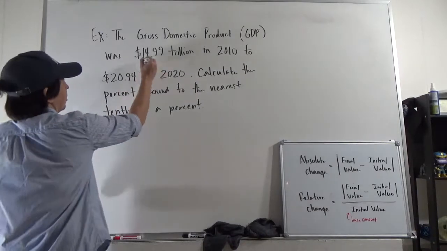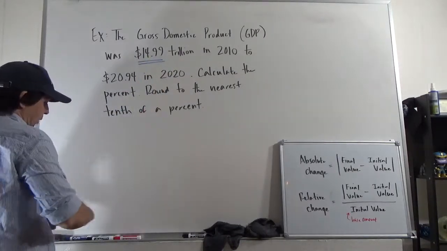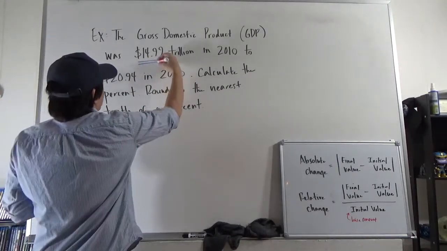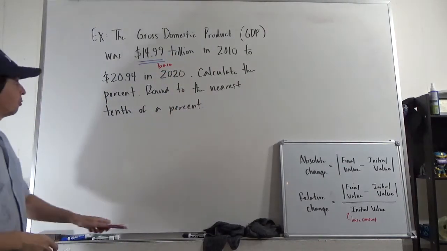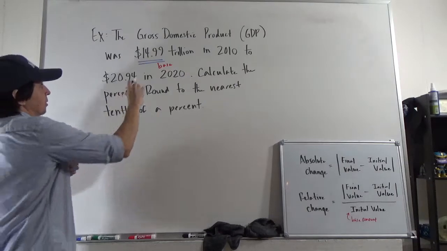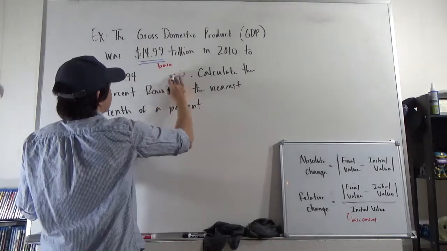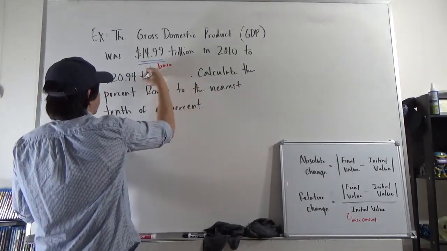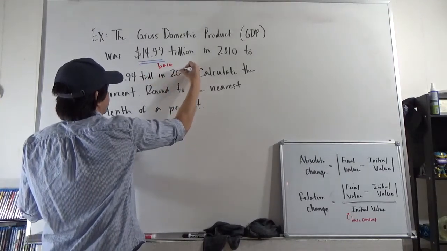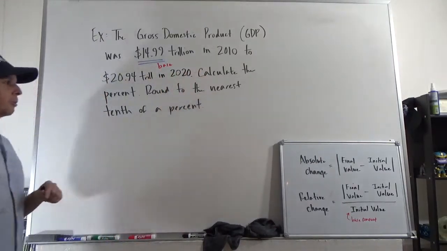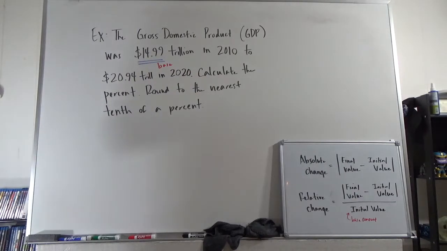Initial, $14.99 is your base amount. And then it changed to 20.94, trillion dollars, which I forgot to write. I'm going to abbreviate trill. In 2020, that was obvious but semi-important that I write it in. Okay.